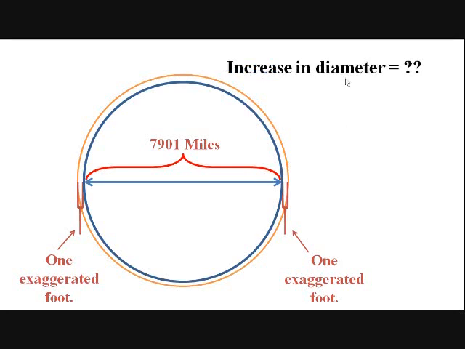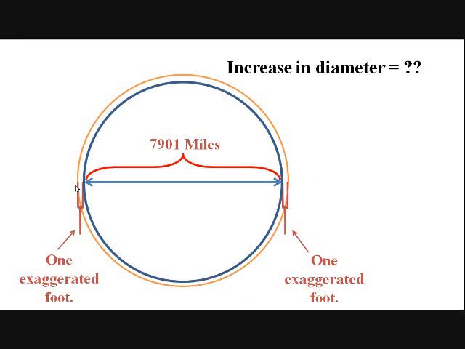So the question I have for you, the first sub-question here, is what is the increase in diameter when we compare this equator, which would represent the snug belt that's just hugging the Earth, versus this new larger belt? How much has the diameter increased from the snug belt to the enlarged belt? So pause and ponder on that for a while.